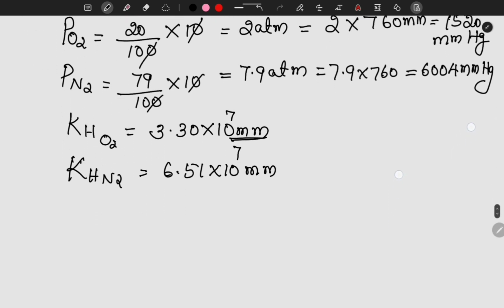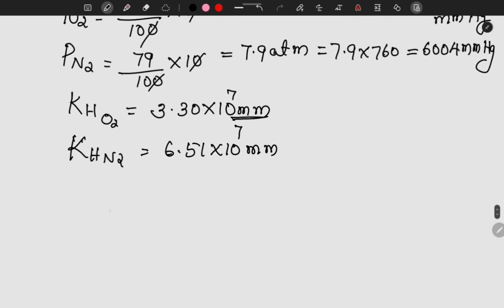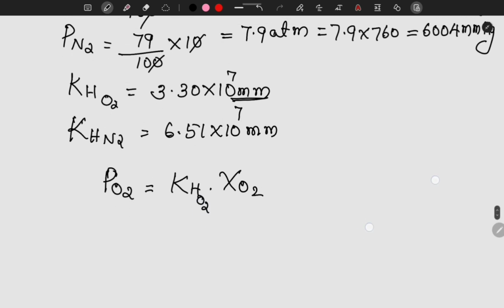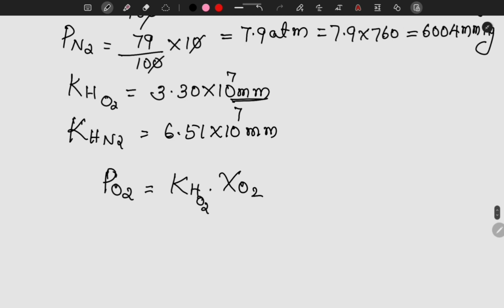Now let us apply Henry's law. According to Henry's law, we know partial pressure of oxygen is equal to KH into mole fraction of oxygen. P is equal to KH into chi. So here partial pressure of oxygen is equal to KH of oxygen into chi of oxygen. Then chi of oxygen is equal to partial pressure of oxygen by KH.